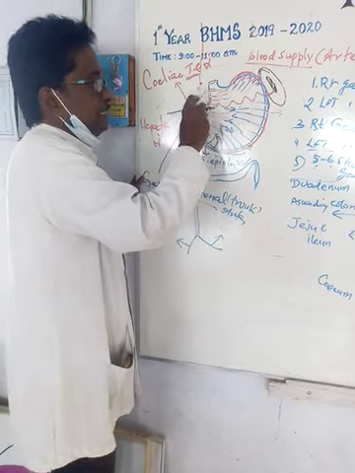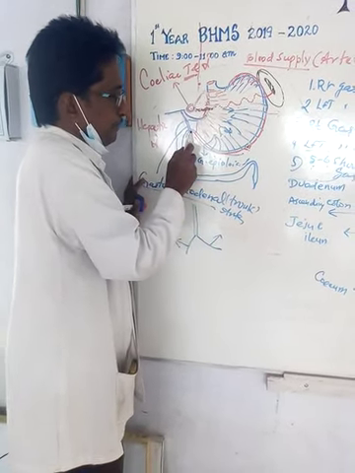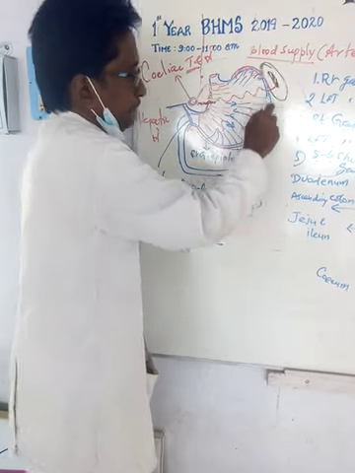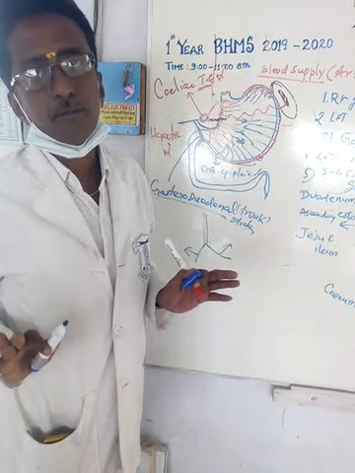From the celiac trunk we get the left gastric, right gastric, gastroduodenal, right gastroepiploic, left gastroepiploic, and short gastric arteries. These are the arteries supplying the stomach.